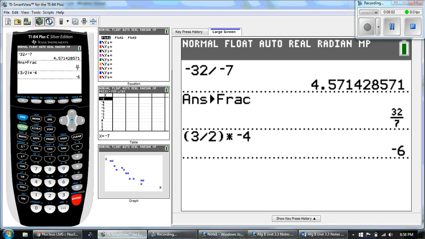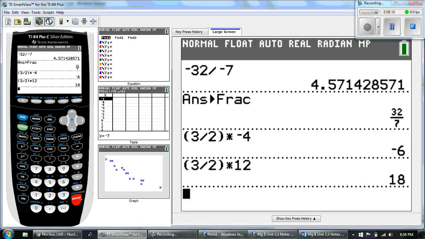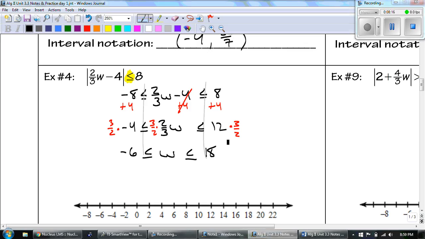And then we're going to do the same thing with 12. 3 divided by 2 times, no, not -12, it's a +12. And we get 18. Okay, so this is what we're going to graph.